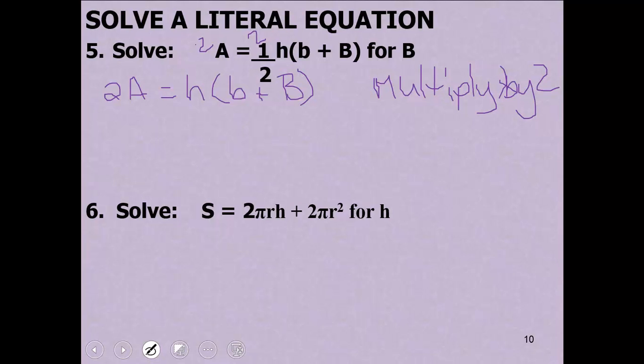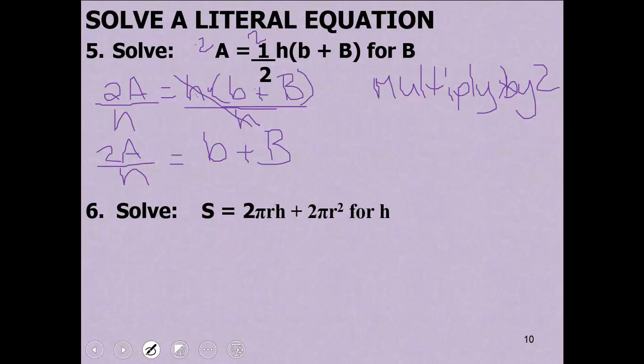Then I have this H being multiplied by this thing in the parentheses, right? Right now I'm going to treat this as one thing and this as another thing. And I want to undo the multiplication by H. So I'm going to divide this side by H, which means I have to divide the other side by H. These cancel, which is why I did it. And I have 2A over H is equal to little b plus big B. Notice how I dropped the parentheses because I've eliminated the need for them.